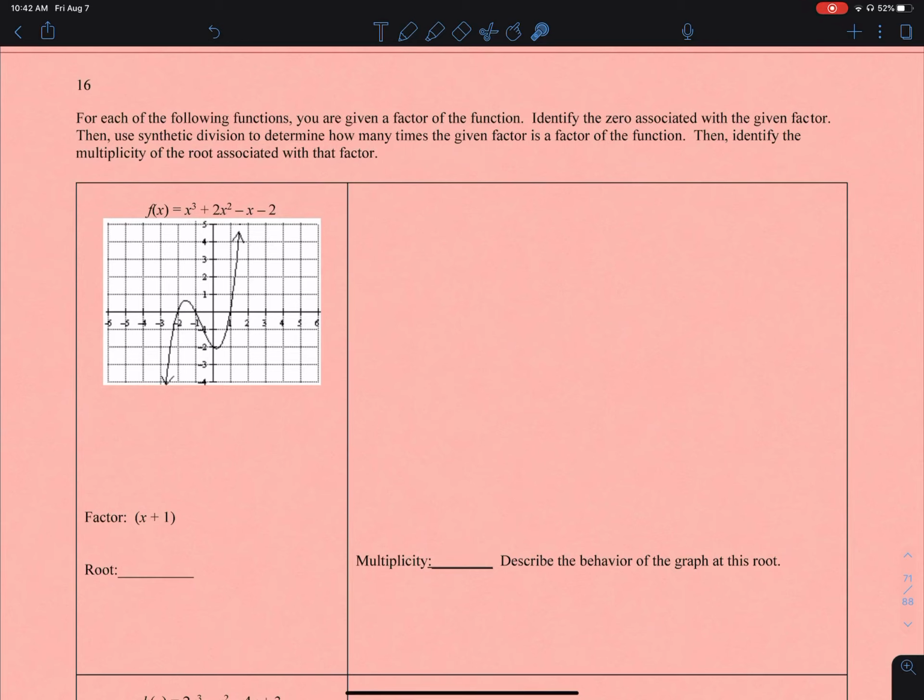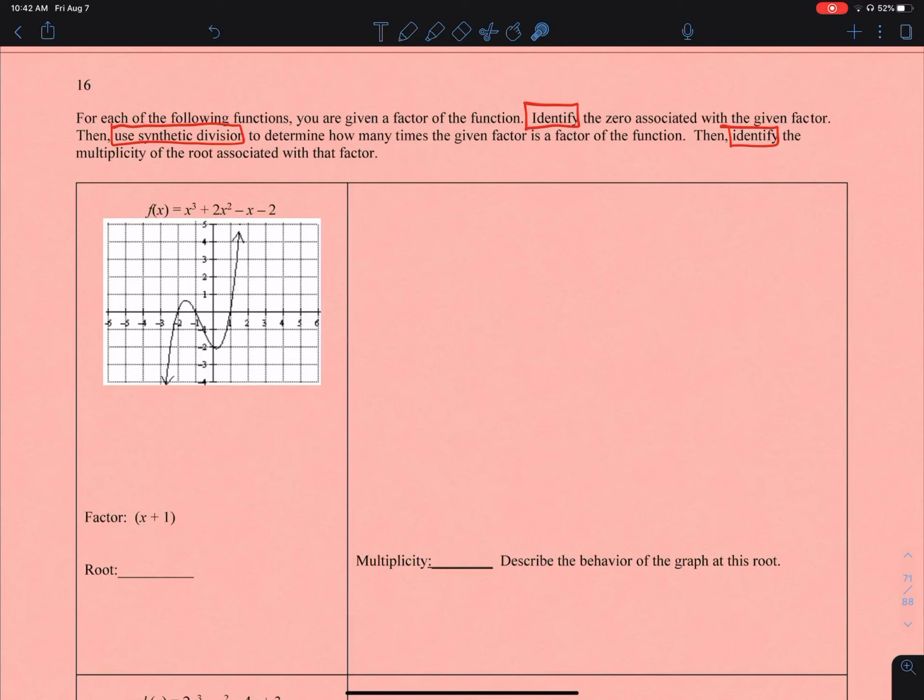For each of the following functions, you're given a factor of the function. So like for f, we are given a factor of x plus 1. Identify the 0 associated with the factor. It's one thing we're supposed to do. Then use synthetic division to determine how many times the given factor is a factor of the function. Then identify the multiplicity of the root with that factor. There are 3 things that we're supposed to do.